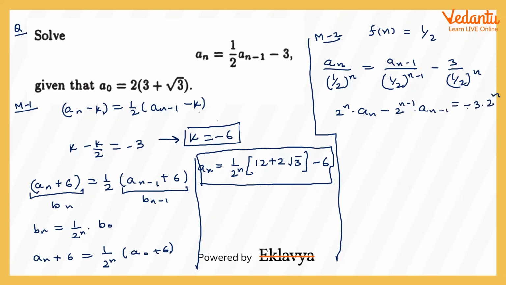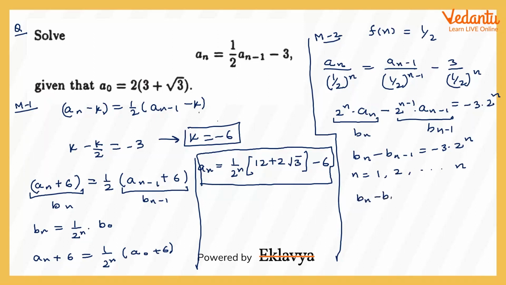2 power n. We can call this bn, this bn minus 1. So this bn minus 1 will be equal to minus 3 into 2 power n. Now putting n equal to 1, 2 and so on, and last n, and then adding them we will get bn minus b naught, and this will have 3 common, and it will be a GP with first term 2, then 2 square and so on, 2 power n. So here we will get minus 3 into 2 power n minus 1 upon 2 minus 1.